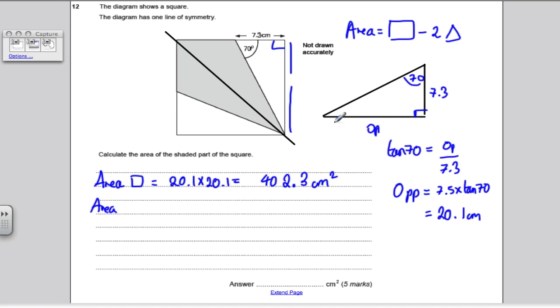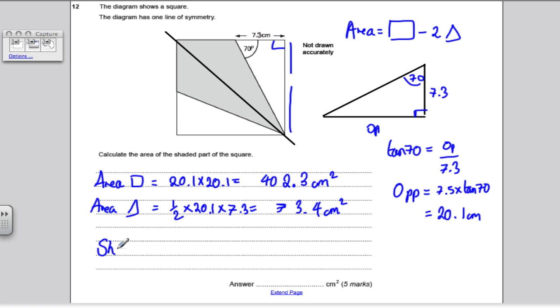Now, what's the area of one of the triangles? Well, the area of a triangle is half the base times the height. So the area of one of the triangles is half the base, which we said was 20.1, times the height, which is 7.3, the perpendicular height that is, and you get the answer for that, about 73.4 centimeters squared. Remember, you want two of these.